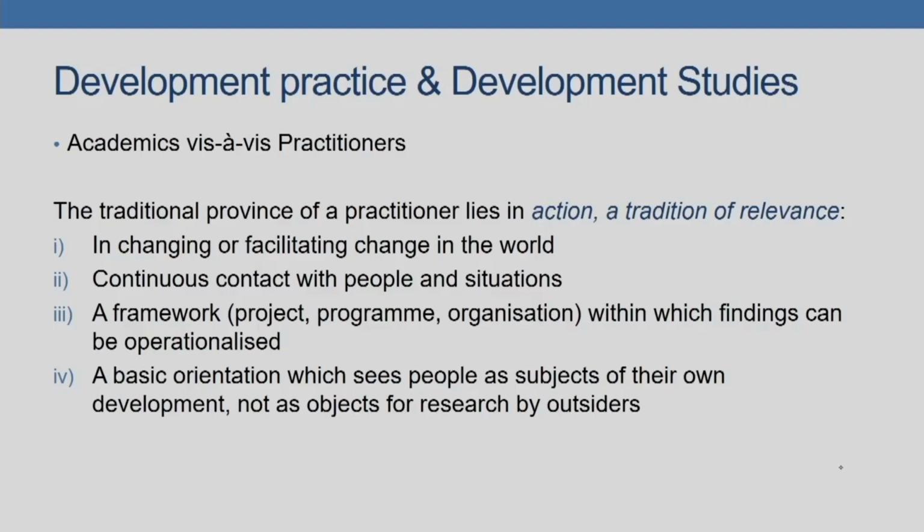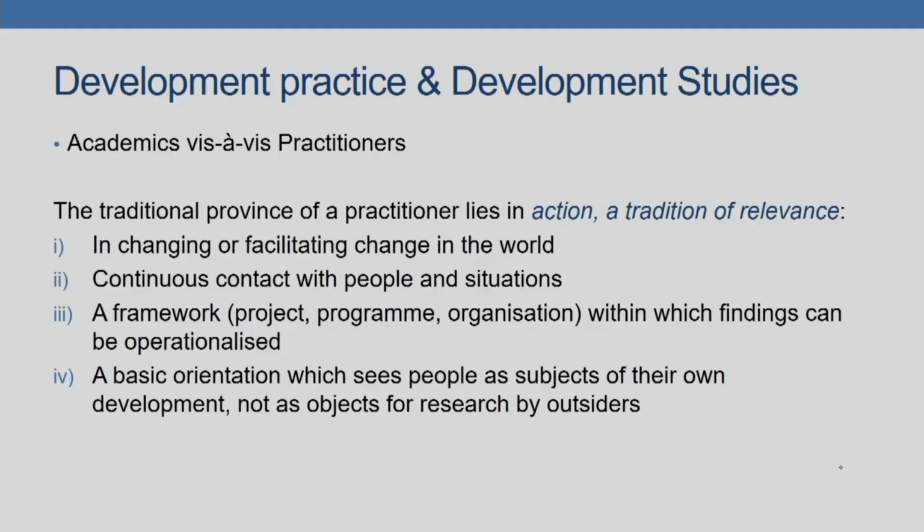So one is the development studies academic and the other is the practitioner of development, and therefore it is important for us to distinguish between the two. So who are the academics vis-a-vis the practitioners? The traditional province of a practitioner lies in action, and that is a tradition of relevance. The practitioners are people who are actioning in the field the research that has been carried out by the academics. They are those who are involved in changing or facilitating change in the world.